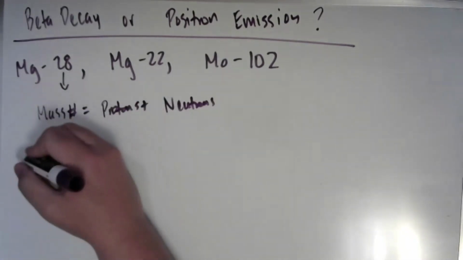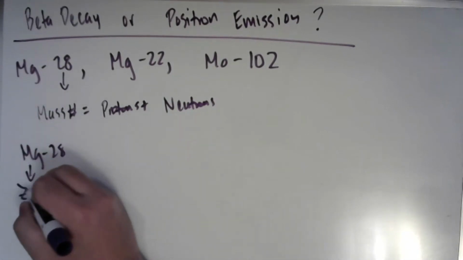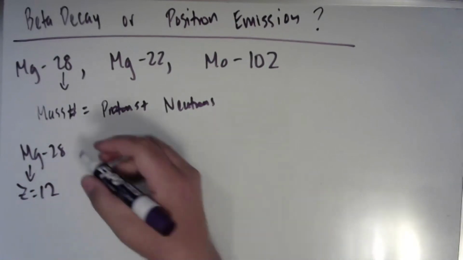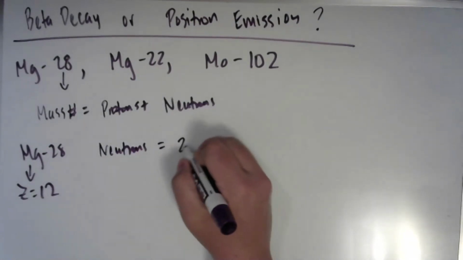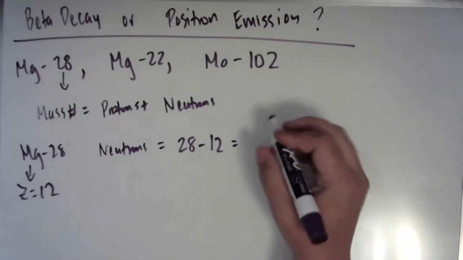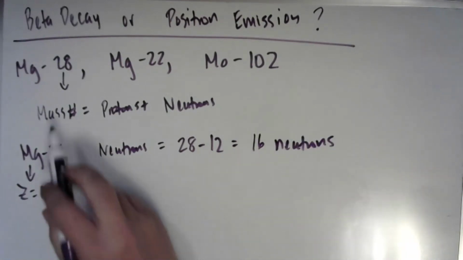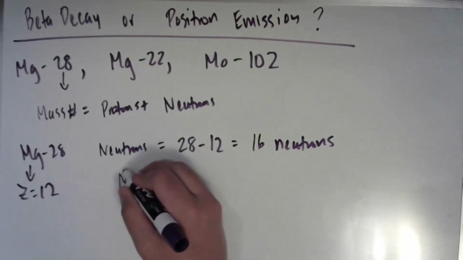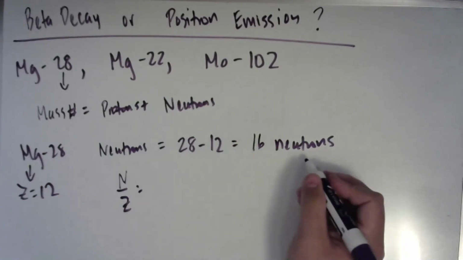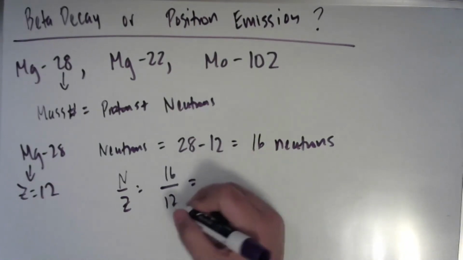Okay, so for Mg28, we look on the periodic table and we see that we have 12 protons, because Mg has a Z value of 12. So the neutron value is going to be 28 minus 12, because our mass number is 28 and our mass number is protons plus neutrons. So now if we look at our N over Z ratio, we see that it's 16 over 12. You can divide that out, you get about 1.3.